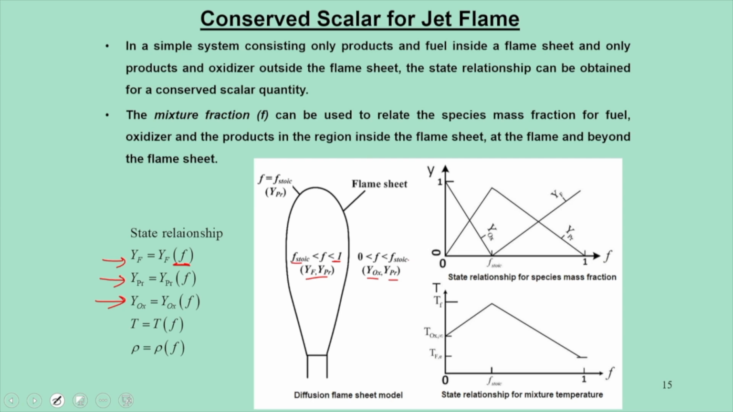and on this flame sheet we have only products. As if on this flame sheet the entire fuel-air charge has combusted into products. So along this X we are trying to see the various values, how the temperature drops within the flame and outside the flame. This particular curve talks about the state relationship for species mass fraction, and this is for mixture temperature.